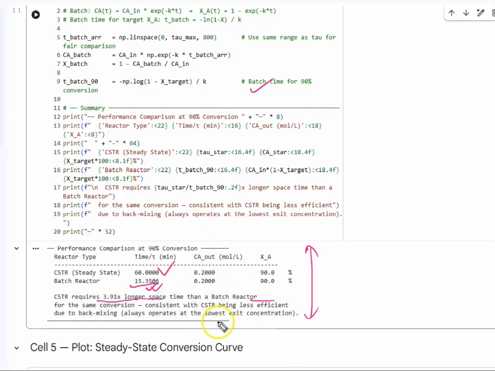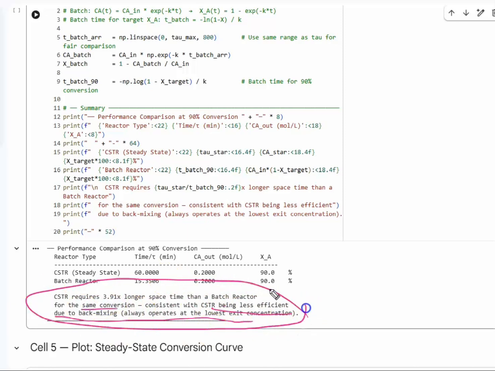So why is this happening? Because the CSTR needs more time. It comes down to backmixing. Because of that, the CSTR always operates at its lowest concentration, the exit concentration. That's where the reaction rate is weakest. The batch reactor starts concentrated, when the reaction is fastest, and only reaches the lowest concentration regime at the very end. So the batch reactor is inherently more efficient for positive order reactions. This is one of the most important design insights in all of reaction engineering, or reactor design.